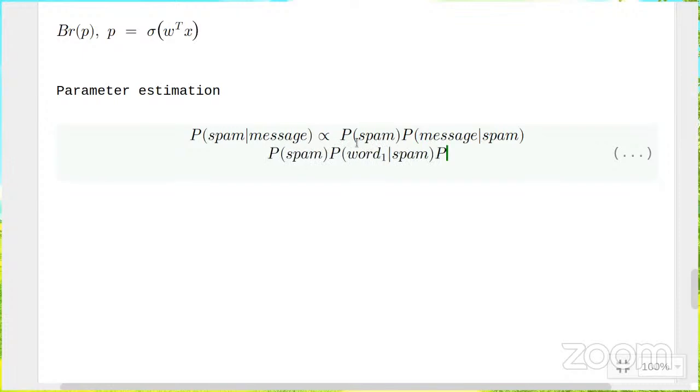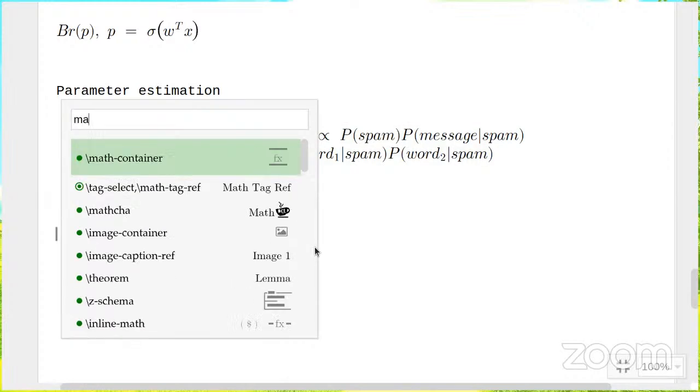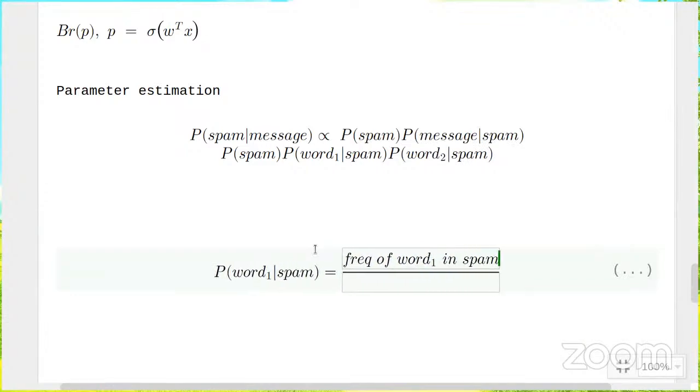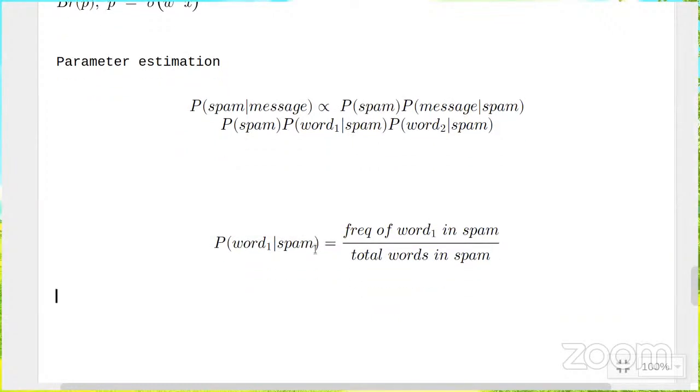So let's say there are only these two words. So I need to estimate two probabilities. What is the probability of word 1 given spam, word 2 given spam? There, what I say is, P of word 1 given spam is this fraction. Look at the frequency of word 1 in spam and then divide it by the total number of words in spam. Right? So that is how I estimate individual word probabilities.